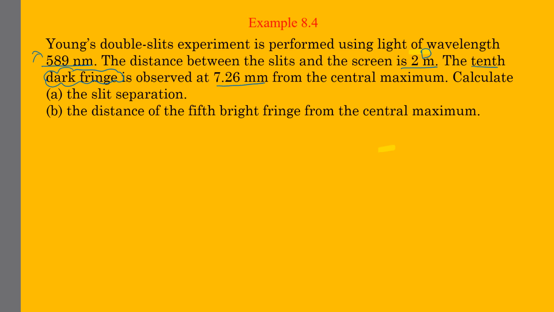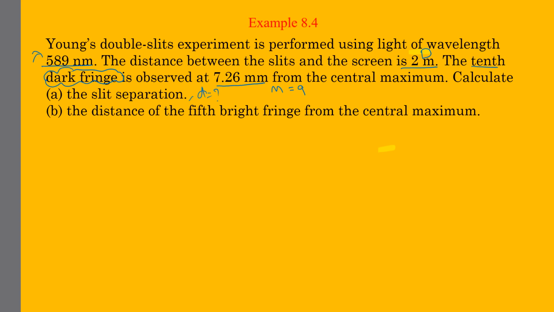So the number of order for the 10th dark fringe is equal to 9, because the first dark fringe is the 0 order. Calculate the slit separation. Okay, slit separation, small letter d.